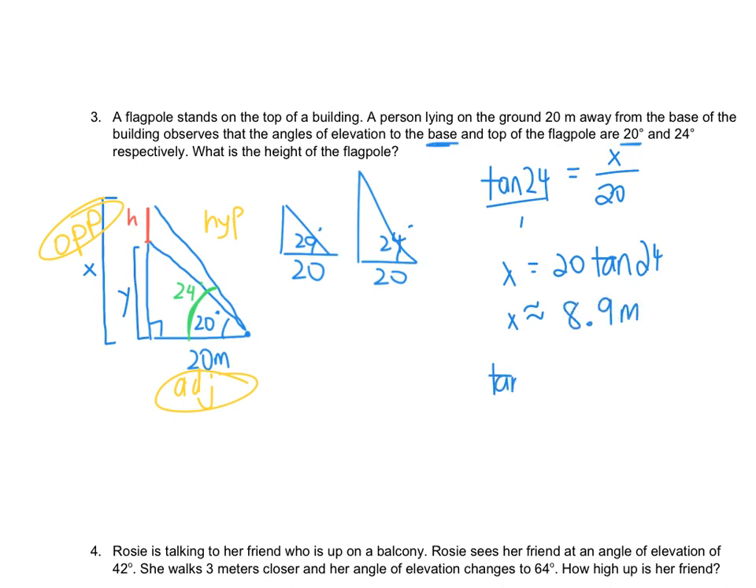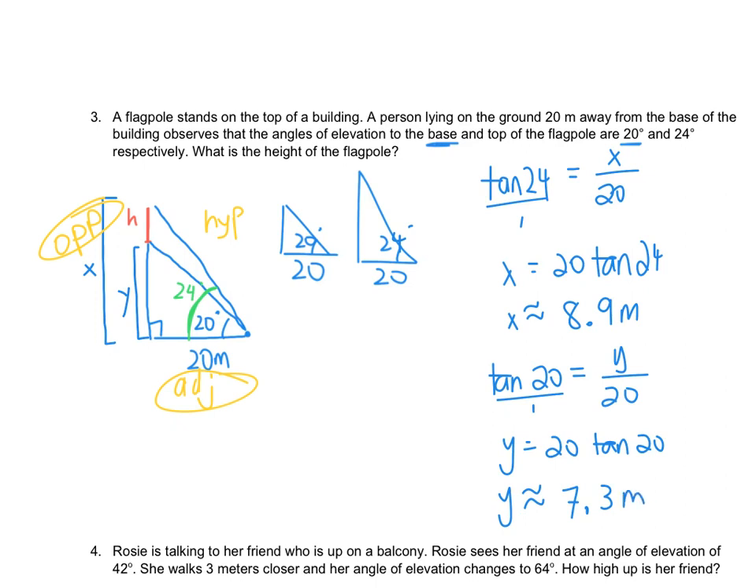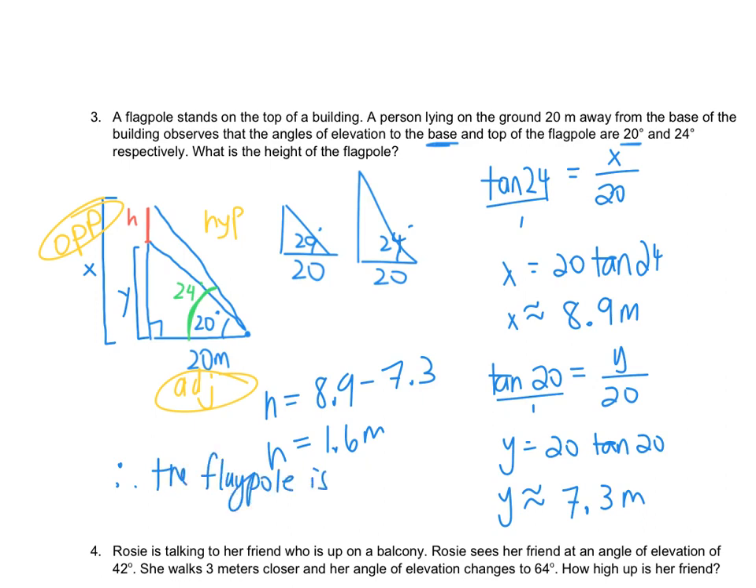Then we can do the same thing, but using 20 as our reference. So now opposite 20 is y, and adjacent is still 20. So now y is equal to 20 times tan of 20 degrees. And hopefully you got 7.3 meters for that. And now, if we just subtract the two, the difference will give us the flagpole. And that is 1.6 meters. And because it is a word problem, therefore the flagpole is 1.6 meters tall.